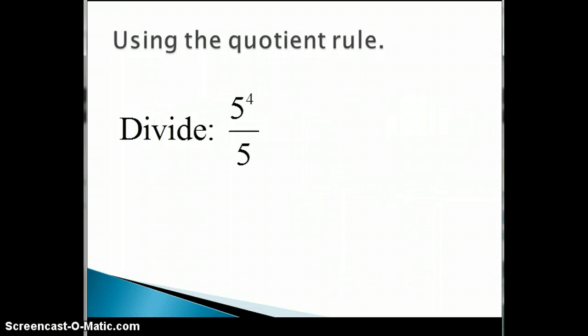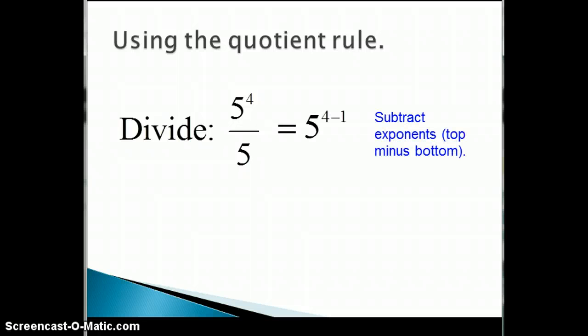Here's another example. This time our base is a number instead of a variable. But it doesn't matter, the quotient rule applies just the same. So the quotient rule says that as long as the base is the same on the top as it is on the bottom, so that we have a base of 5 in both cases, the top being raised to the 4th power and the bottom being raised to the 1, then this will simplify to a single base of 5, and the exponent on that base we get from subtracting the exponents. And remember, it's top minus bottom, so the exponent we will get from doing the subtraction of 4 minus 1.